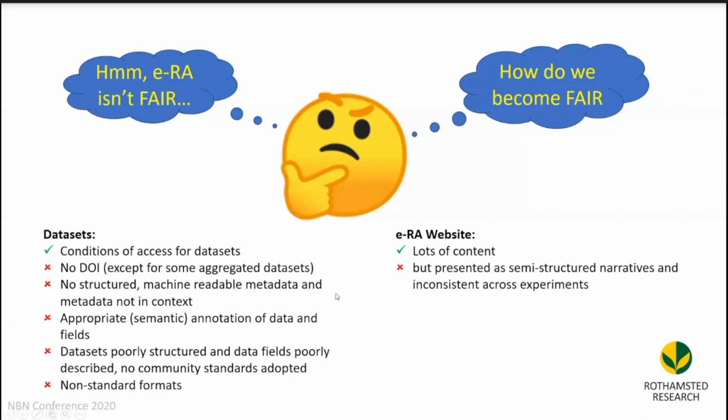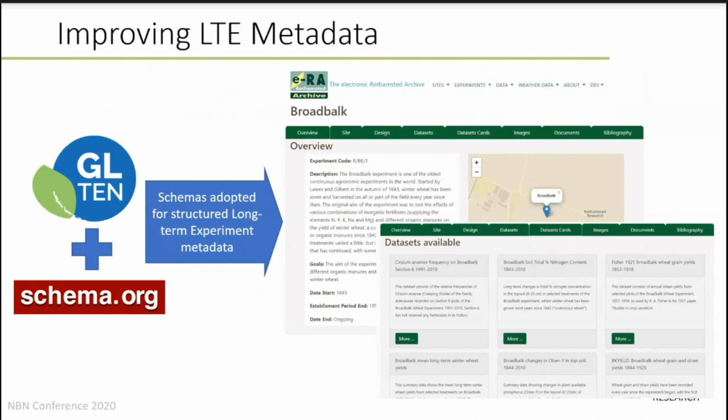So if we go back and look at what we're doing on ERA, then actually, no, we're not FAIR. So we don't routinely publish with DOIs. We have a lot of content, but it's unstructured. It's more in the form of narrative. So while it's readable for a human, it's not readable for a machine. So that means we can't index the data in search engines and so on. And we don't make good use of existing community standards as well. So a lot of our work over the last couple of years has really been trying to address this shortcoming and make our data FAIR.